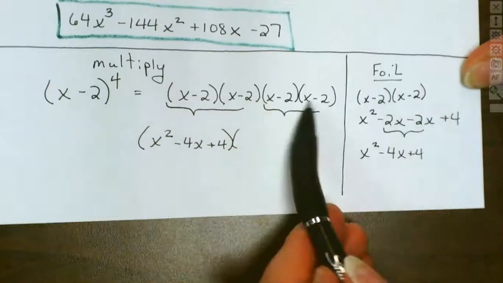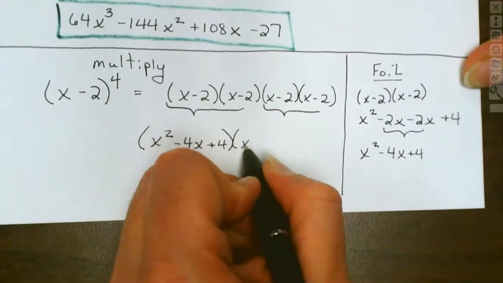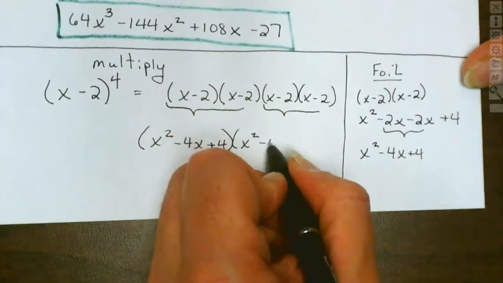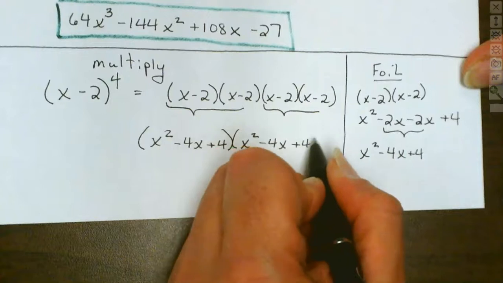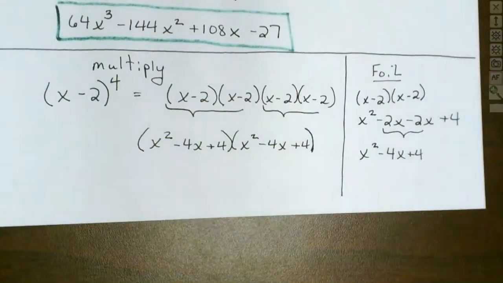The next two are the same, so we don't have to FOIL twice because we've already done it. And so we can write it down again. So why do we have to FOIL twice? We don't. We just do it the once because they're the same.